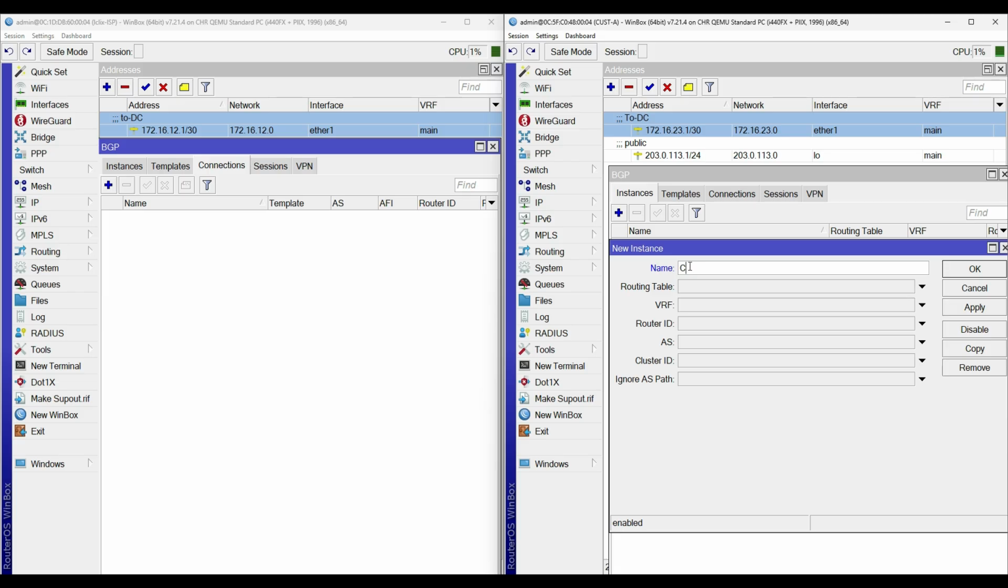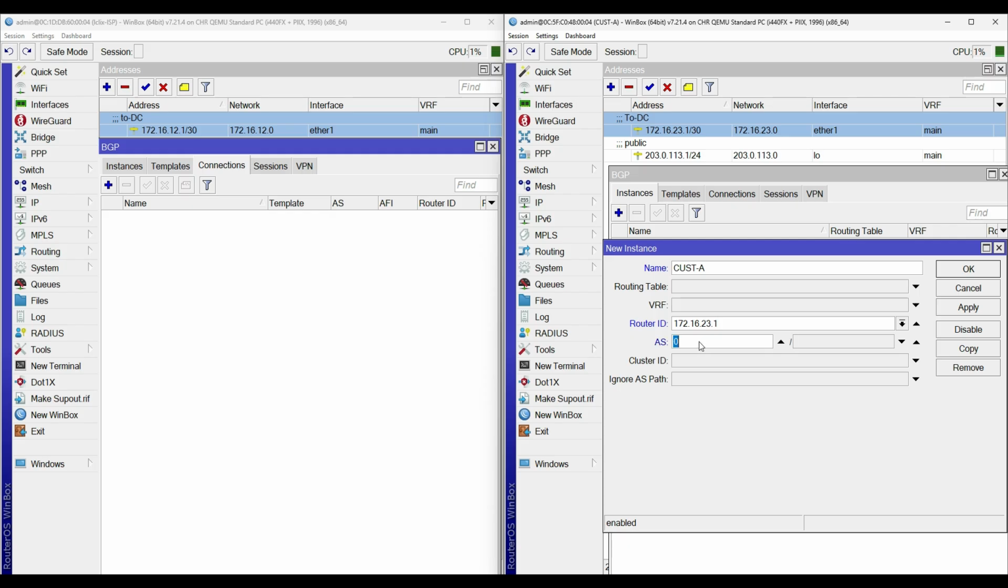Customer A belongs to AS65010. Since the ISP and customer A use different autonomous system numbers, this is an EBGP relationship. Multihop must also be enabled on customer A because the BGP neighbor is located beyond the data center transport router.